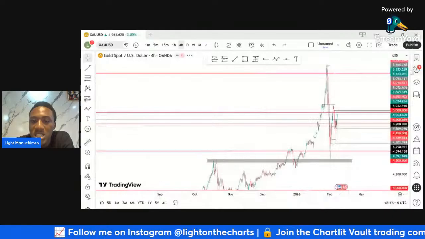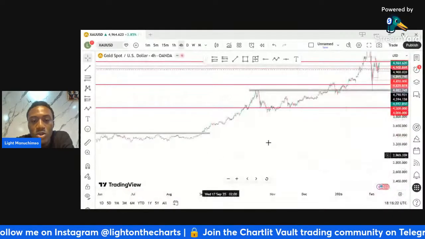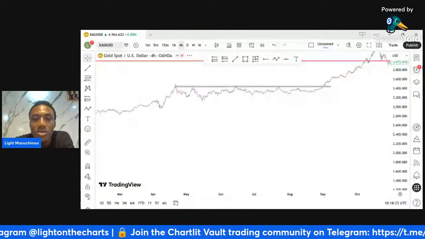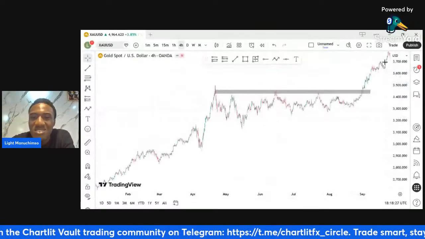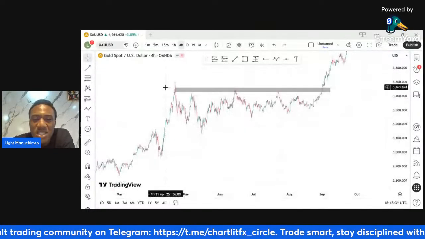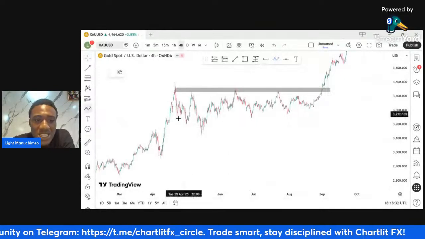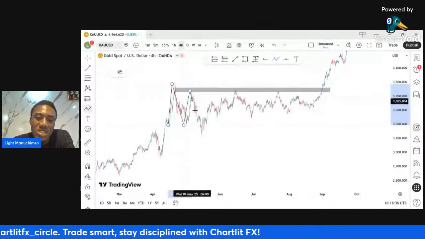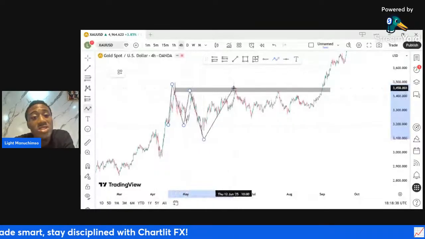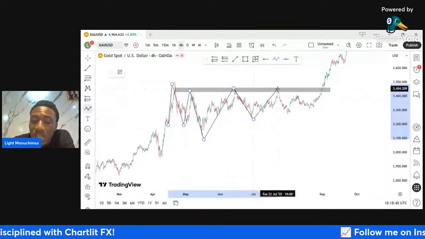Now you can see, let me take us far back. This is a good key level. This gray zone you're seeing here is a resistance. It is a resistance because the moment price gets here, it pushes it down. It gets here, it pushes it down. Come back here, it's resisting.